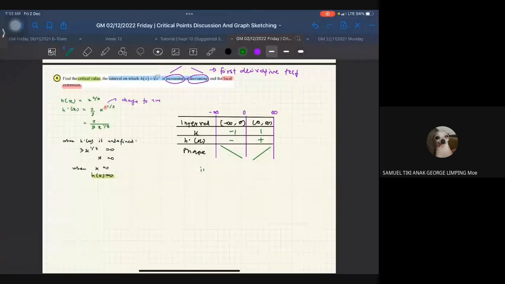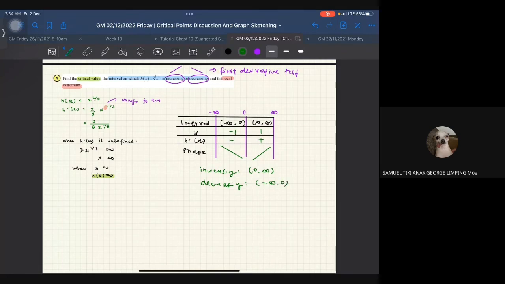So increasing is from 0 to positive infinity. Okay, and then decreasing is from negative infinity to 0. Settle, this one. Okay, so itu adalah bahagian yang kedua yang warna biru.